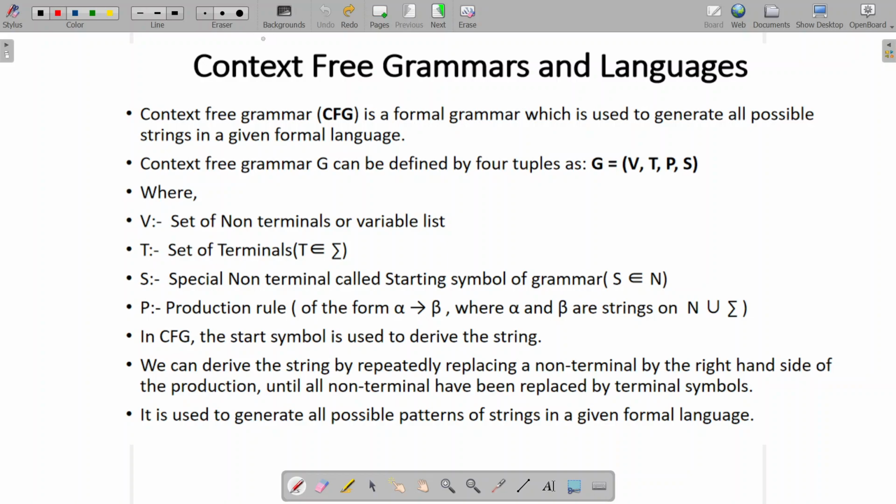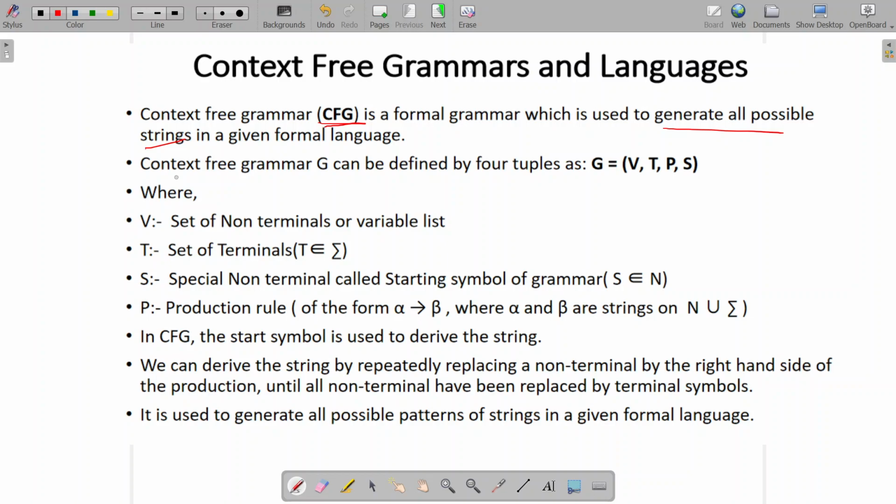Context-free grammar. Now let's see what context-free grammar is. Context-free grammar is called CFG in short form, and it is a formal grammar which is used to generate all possible strings in a given formal language. Just as from English grammar or Tamil or any language, we are able to generate strings and sentences from a defined grammar, likewise from the formal grammar we will be able to generate all possible strings of a given formal language. Such grammar is called context-free grammar.